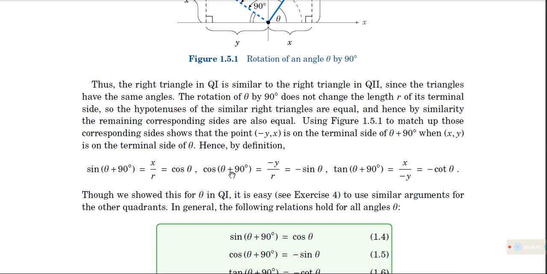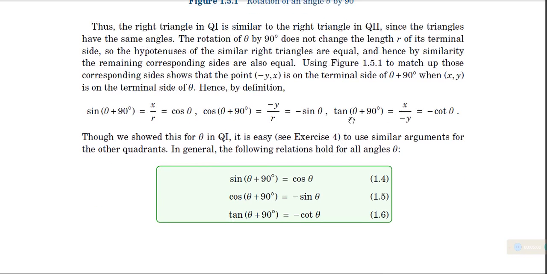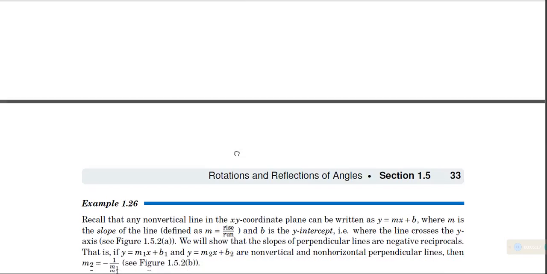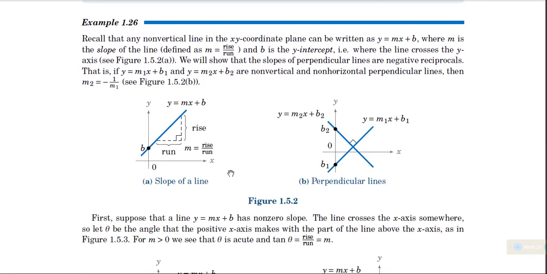So now we have cosine of theta plus 90 degrees is equal to negative y over r, which is equal to negative sine theta. And then tangent of theta plus 90 degrees is equal to x over negative y, which is equal to negative cotangent theta. So let's look at this example.